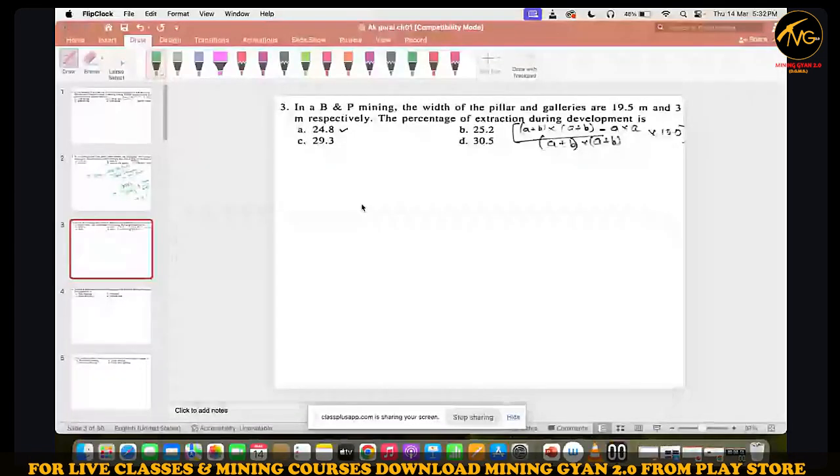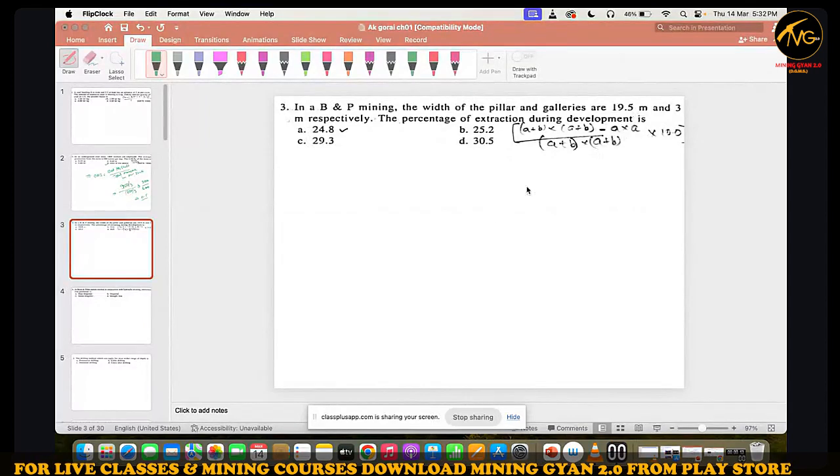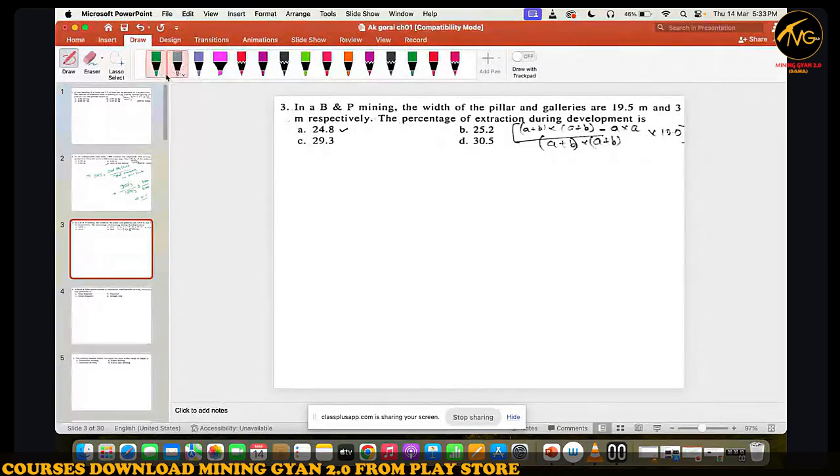Okay, so this is your question. I told you about that table. How many of you remember that table? Here he has given us the width of the pillar is 9.5 and gallery is 3. This is a simple question. I thought that we need that table.